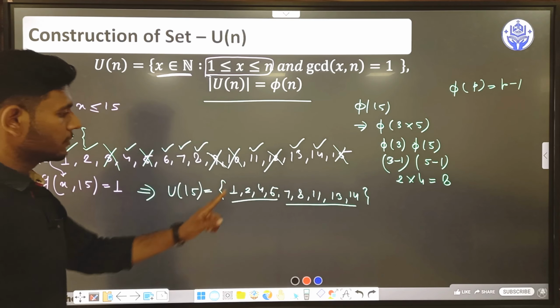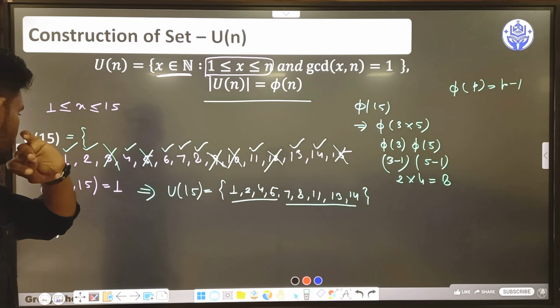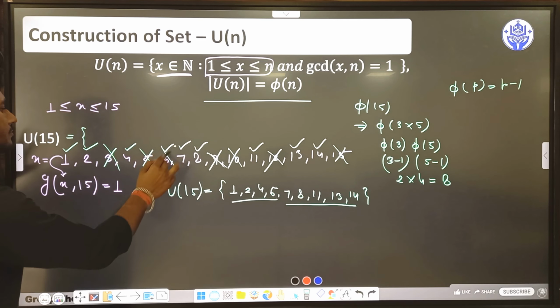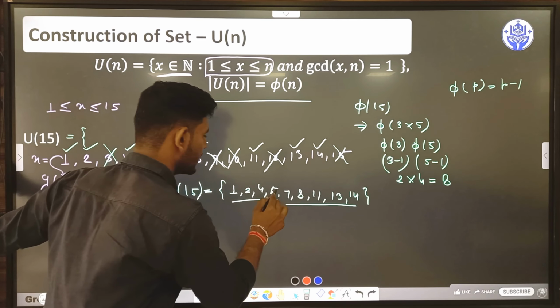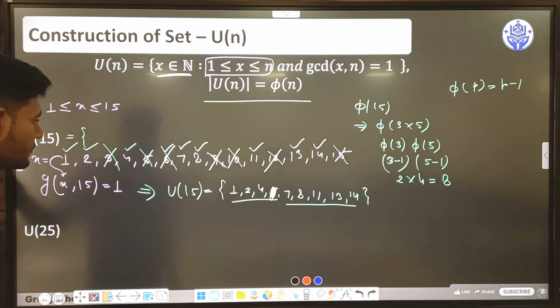Just count: 1, 2, 3, 4, 5. Wait, I have taken one. Oh, 6 can't be there. Sorry, 6 can't be there. Yeah, these are both divisible by 3. So this is the U15.